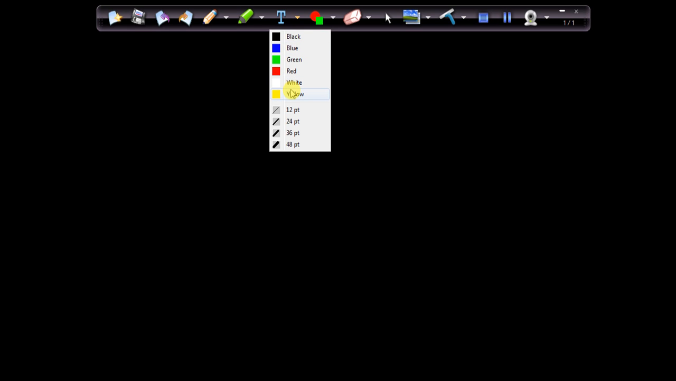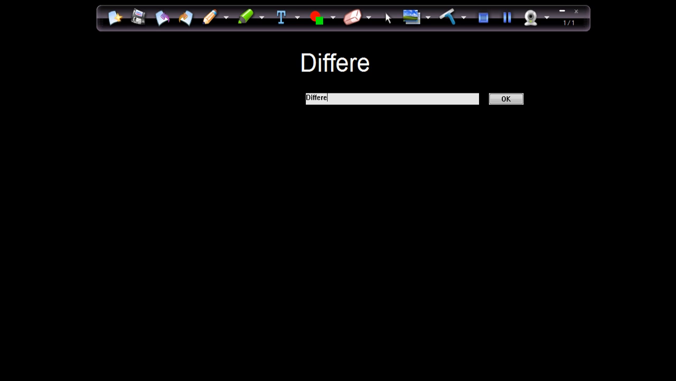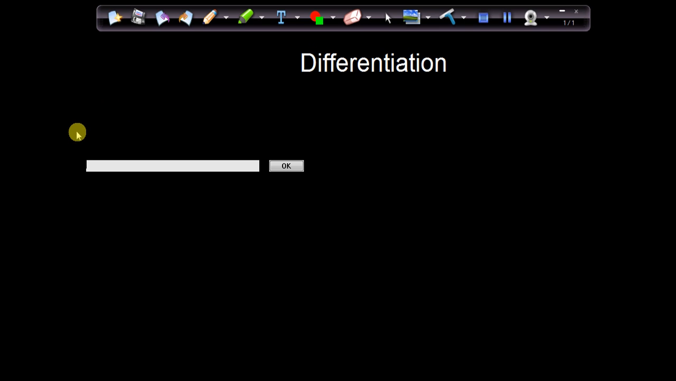Hi everyone. Now we'll start with the topic differentiation. What is the meaning of differentiation? The process of finding a derivative. The process of finding a derivative is said to be differentiation.